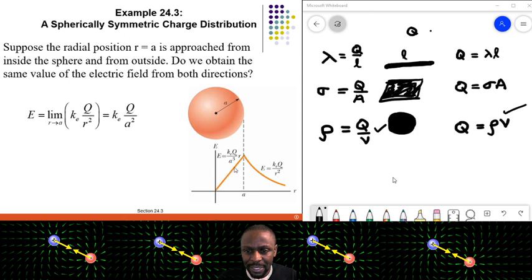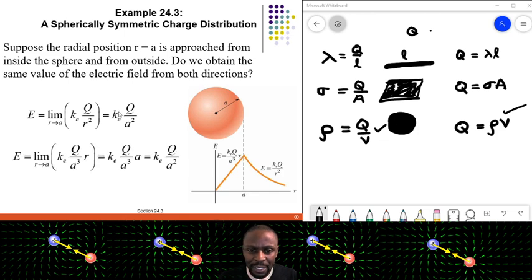Now the same thing happens to the outside if we are approaching a. Now in that case, the limit is also r approaching a. Now the answers will just be the same. By the way, this is this point. At that point, the electric field is just the same, it's just k_e Q divided by a squared. Right.